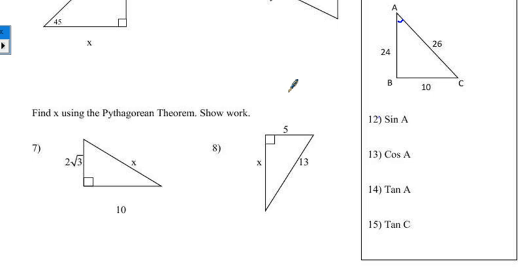So if we're looking for sine, remember sine is going to be SOH. That is opposite over hypotenuse. The opposite side from A is going to be 10, over the hypotenuse, which, guys, the hypotenuse never changes. This is always the hypotenuse. Doesn't matter which side you're on, which angle you're on, anything. So that's going to be 26.